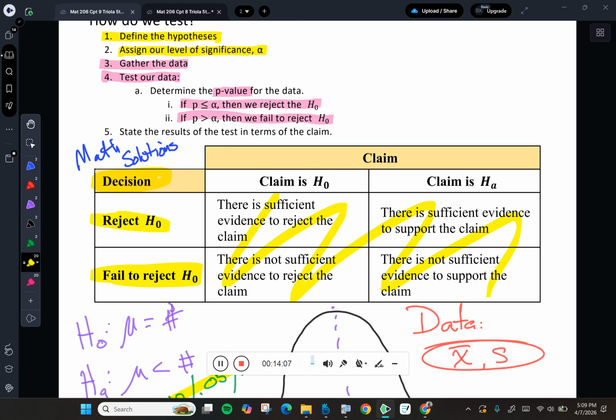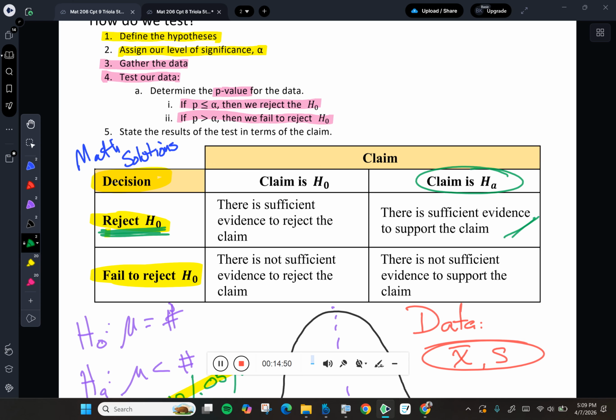If the math tells us to reject the null hypothesis, and the claim was the null, then the answer to the problem would be, hey, you claimed equality. The data said to reject that, so there is sufficient evidence to reject the claim. If the math said reject the null hypothesis and the claim was the alternative, we would say there is sufficient evidence to support the claim because we're rejecting the null.